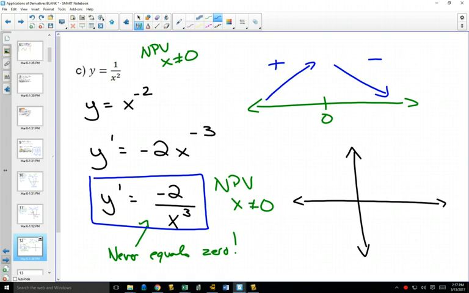So what is our knowledge about what happens with the non-permissible value as far as asymptotes go? We're going to have an asymptote at x equals 0. What about horizontal asymptotes? Does this one have a horizontal asymptote? And if so, where is it at?